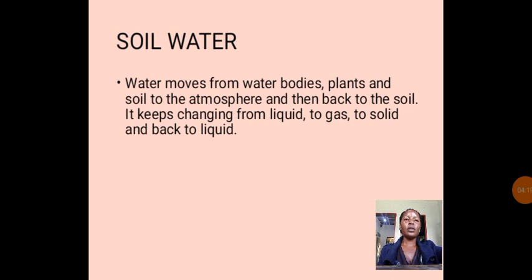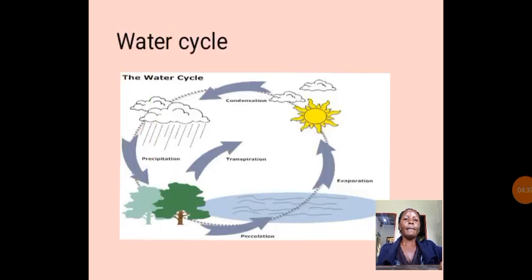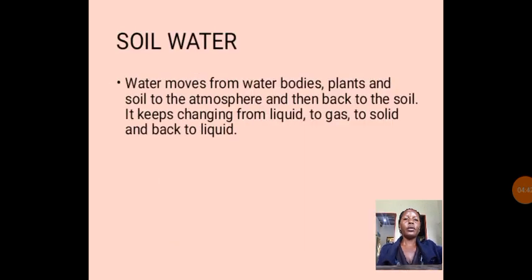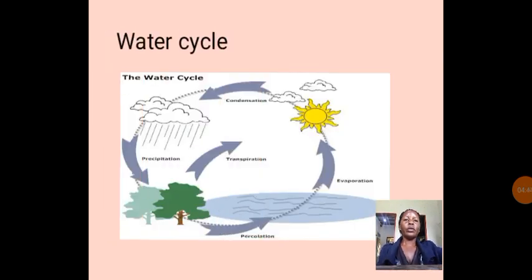So we are going to look at soil water in the soil. We are going to see how water moves from the water bodies, how it moves from plants and the soil to the atmosphere, and then we see how that water goes back to the soil. We have what we call the water cycle. Dear learners, you can look at the diagram there. It is what we call the water cycle.